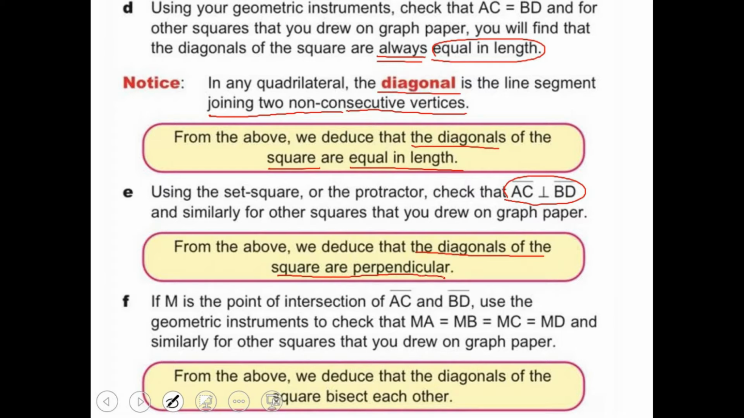And letter F, M is the point of intersection of AC and BD. Use the geometric instruments to check that MA equals MB equals MC equals MD. And similarly for other squares that you draw on graph paper. So we deduce that the diagonals of the square bisect each other. So we deduce that the diagonals of the square are equal in length, that the diagonals of the square are perpendicular, and that the diagonals of the square bisect each other.